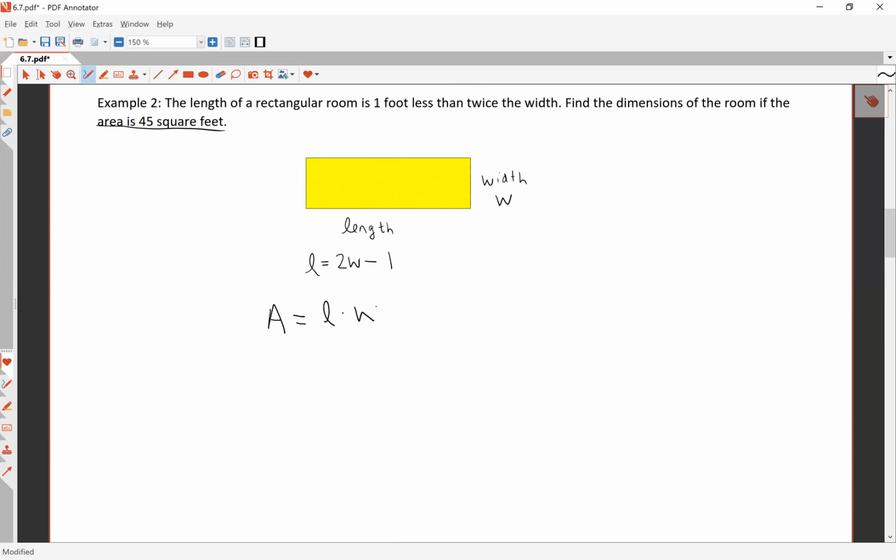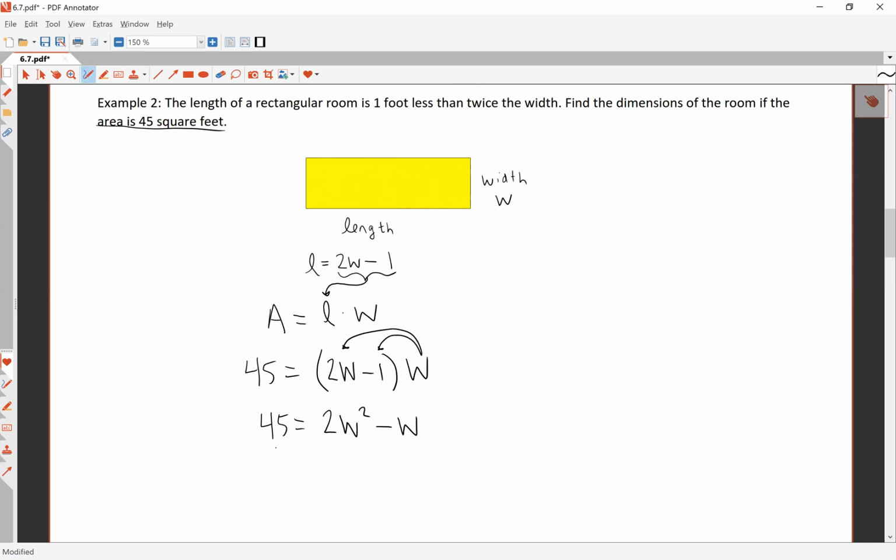Area is length times width. And if the area is 45, the length is 2 times the width minus 1, or 1 less than twice the width, and the width is w. So we have the area is the length times the width, and that makes a quadratic equation because when we distribute the w across, we get 2w squared minus w. 2w times w is 2w squared, and when you have a squared term, it's a quadratic equation.